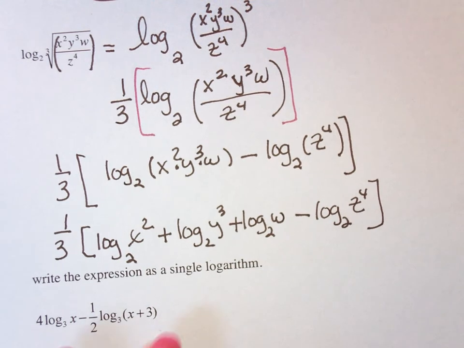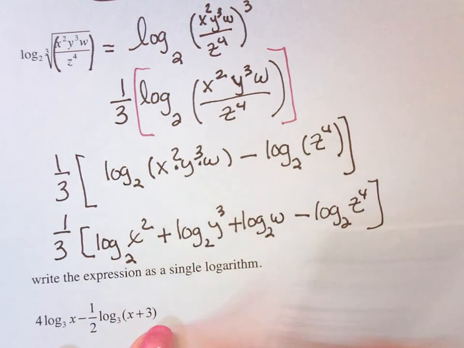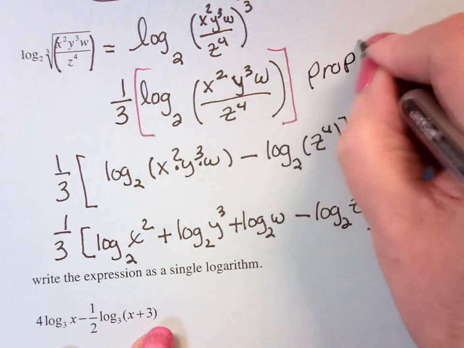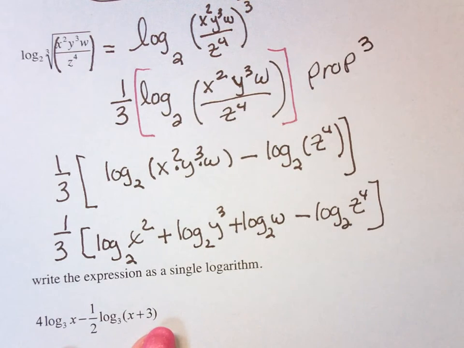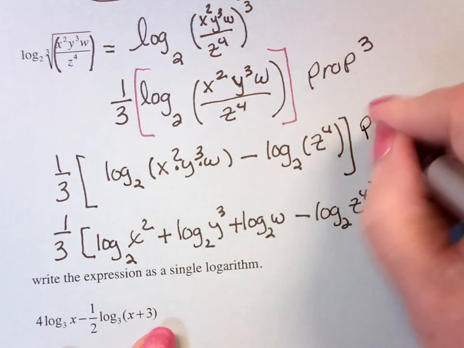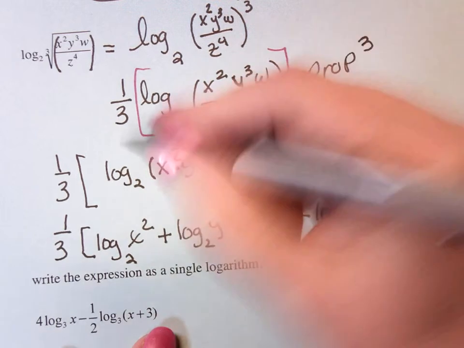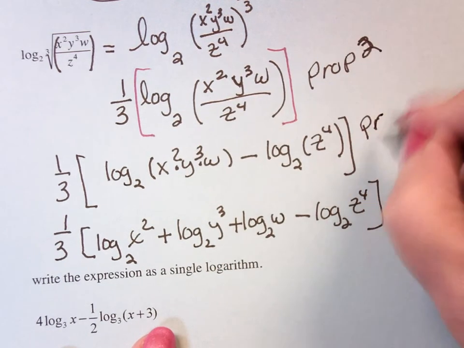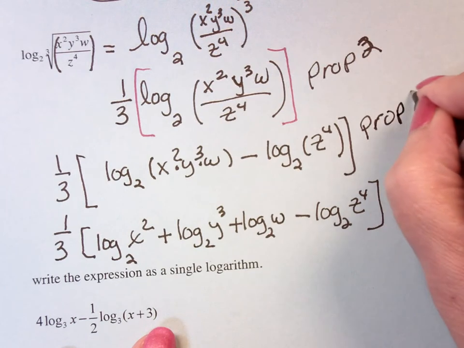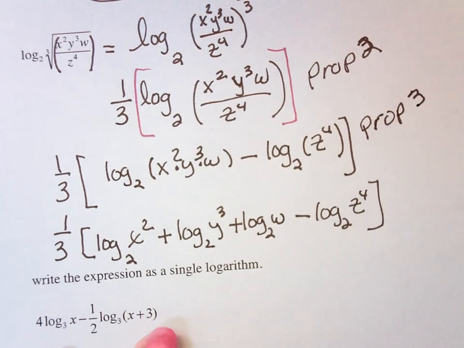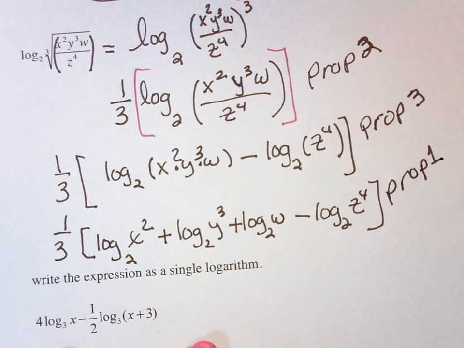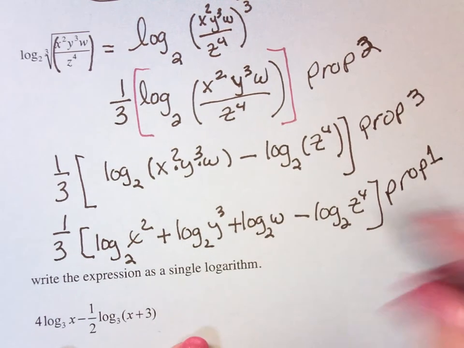The final step of this problem is to bring all the exponents down. At this point, this was property 3, which was bringing that exponent down. I'm sorry, it's property 3 to me, it's property 2 to you. So this is the new property 3. This is property 1. And now I'm going to do property 2 again because I need to bring all the exponents down.